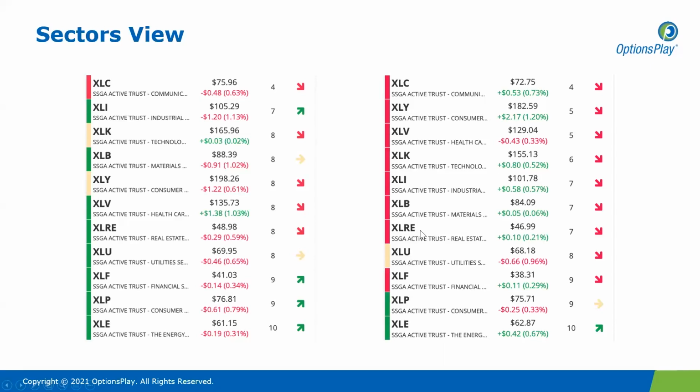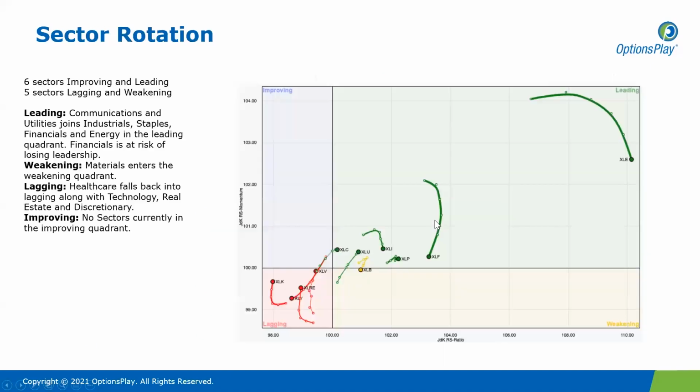So quite concerning overall. And if we take a look at the sector rotational chart, we have 6 sectors in the improving and leading category, 5 in the lagging and weakening category. There actually hasn't been too much change in terms of rotation itself, but in terms of momentum, we are starting to see the sectors that are providing leadership start to lose that momentum. Energy is starting to move lower, financials is moving lower as well, and possibly even at high risk of moving into the weakening category.